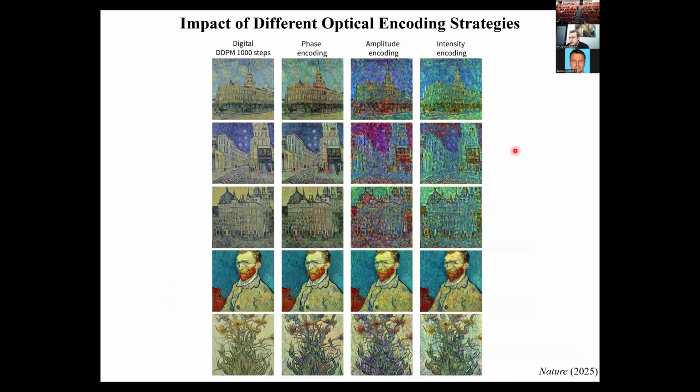Phase encoding is very important here. And to showcase that, I'm comparing what would happen if you replace the phase encoding with, for example, amplitude encoding or intensity encoding for the diffractive processor. Phase encoding is performing the best. It's more diffraction efficient, and also it's generalizing better to red, green, and blue channels to give you a decent reconstruction image.